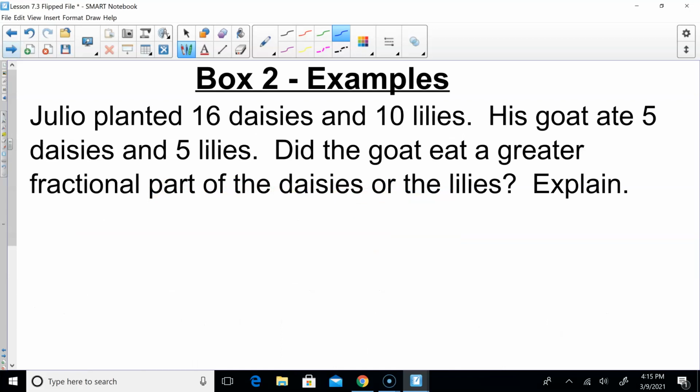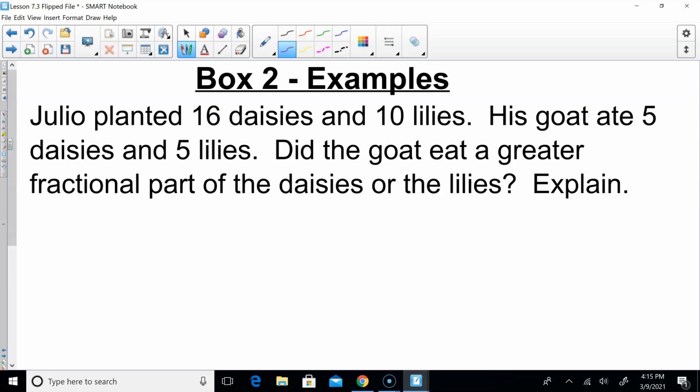So let's look at a problem like this. Julio planted 16 daisies and 10 lilies. His goat ate 5 daisies and 5 lilies. Did the goat eat a greater fractional part of the daisies or the lilies? Explain. Well, let's look at his goat. Obviously, one hungry goat. That's what we know for sure.